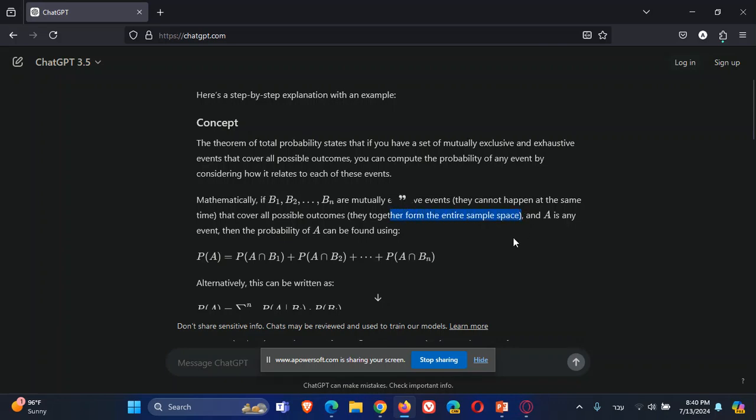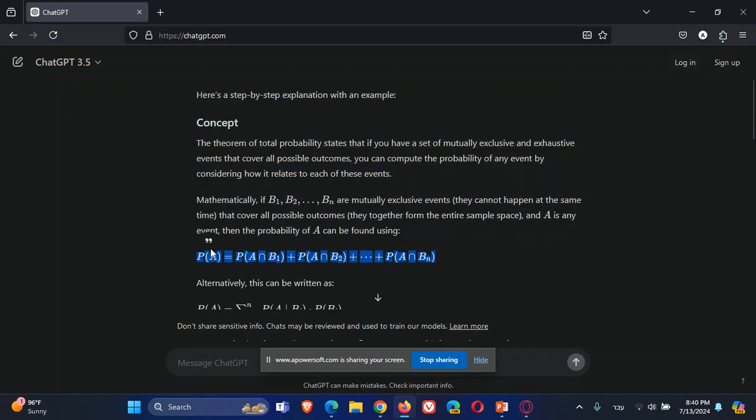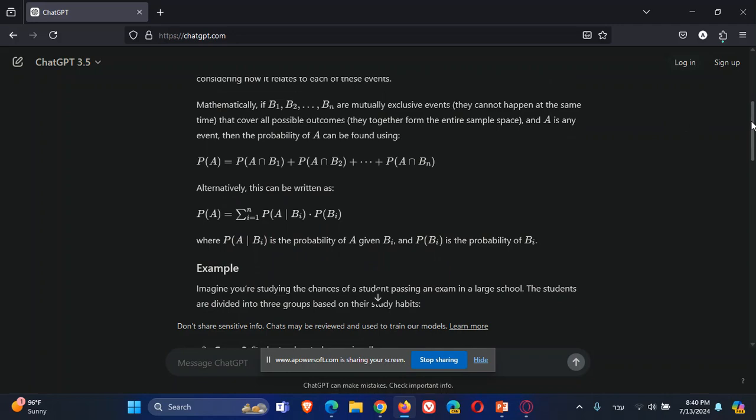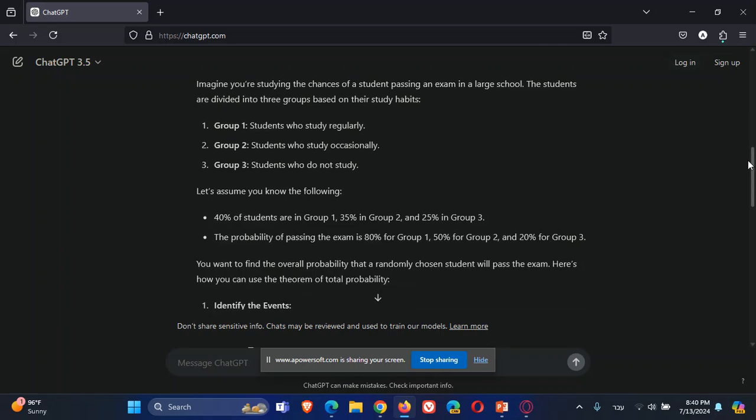Okay, so for A, any probability event, the probability of A is like this, and this is the theorem of total probability. The probability of A is the sum of the probability of A intersecting with B1, plus A intersecting B2, plus etc., plus the probability of A intersecting with Bn. And this is the theorem of total probability. It can also be written like this, which is a shorter way of writing it. Now let's take an example.